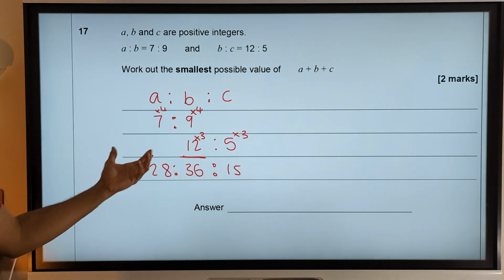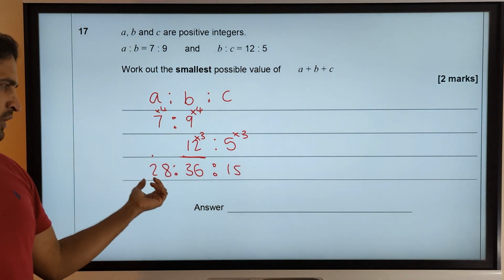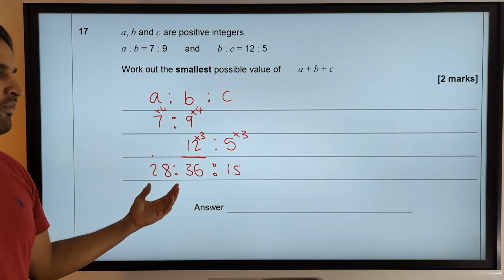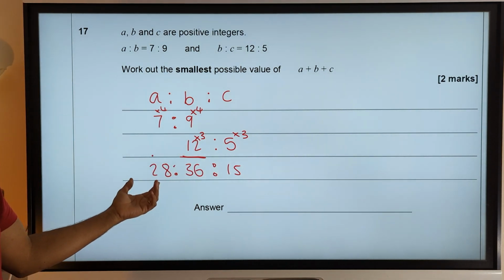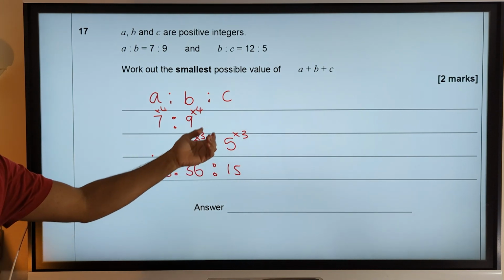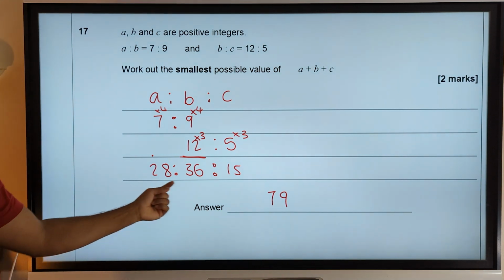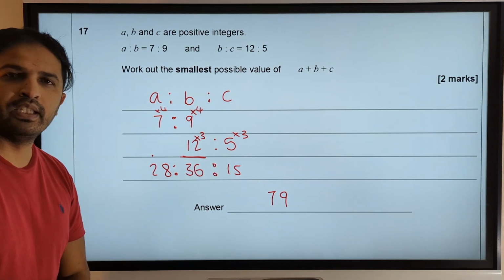So if I wanted to write down the smallest possible value, there shouldn't be anything common between them. There isn't, and if there is, you can simplify it. So the smallest possible value for this is going to be 28 plus 36 plus 15. When you add them all up, that gives you 79.